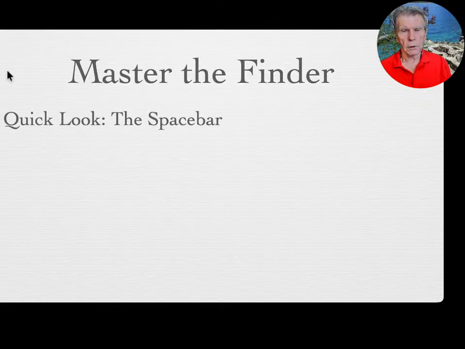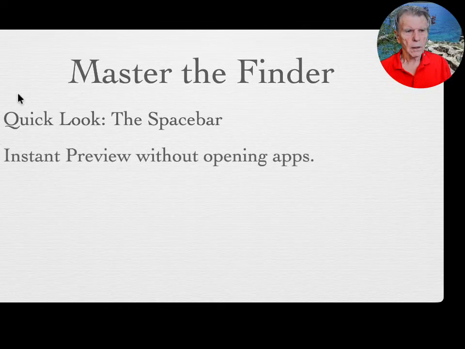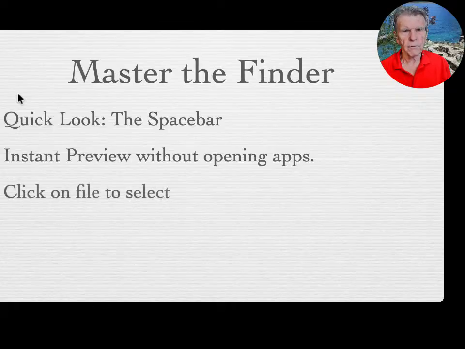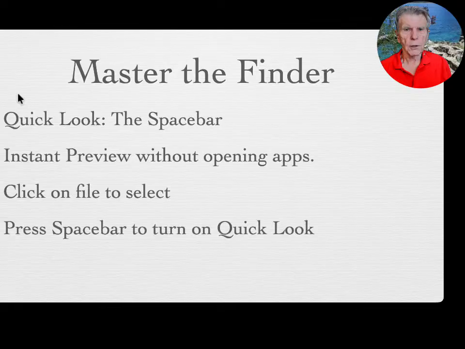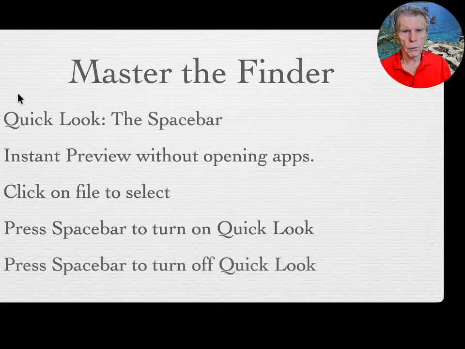You also have Quick Look, which is a great tool. It's built into the Finder using the space bar. It gives you an instant preview without having to open the actual application. So you click on a file to select it, then you touch the space bar to turn Quick Look on. You turn off Quick Look by hitting the space bar again. So we call that toggling. Space bar on, space bar off. So let's see how that works.